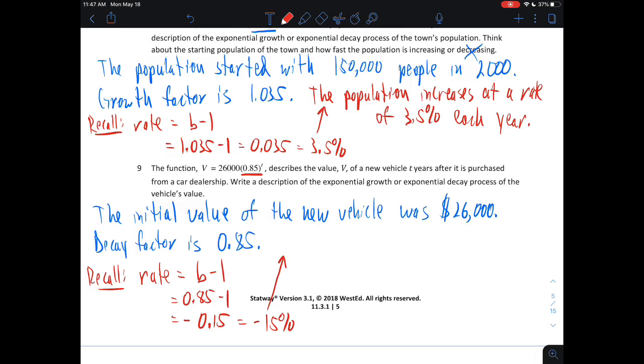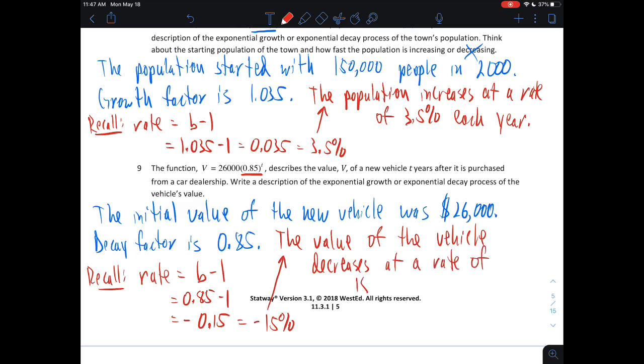The value of the vehicle decreases at a rate of 15% each, and t stands for years, each year. How come I didn't write negative 15%? Because I wrote the word decreases. I don't need to write the negative because of that. That's just how we interpret it. A negative percent means that we are decreasing by that percent.